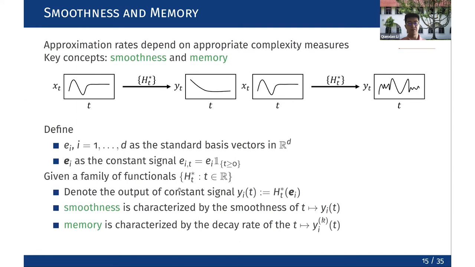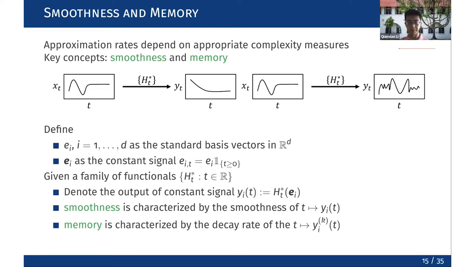Then, given the family of functionals, we can look at the output of the functional on these test signals. The smoothness of this functional H star, we can characterize by the smoothness of the mapping between t and the output of this functional on the Heaviside signal. And the memory is characterized by the decay of the derivatives of this mapping. If the derivatives decay very quickly, that means it's not really remembering, because the constant signal has no change, and we say that it has small memory. You can check that this definition is consistent with these observations. So we can define smoothness and memory by the action of these functionals on constant signals.